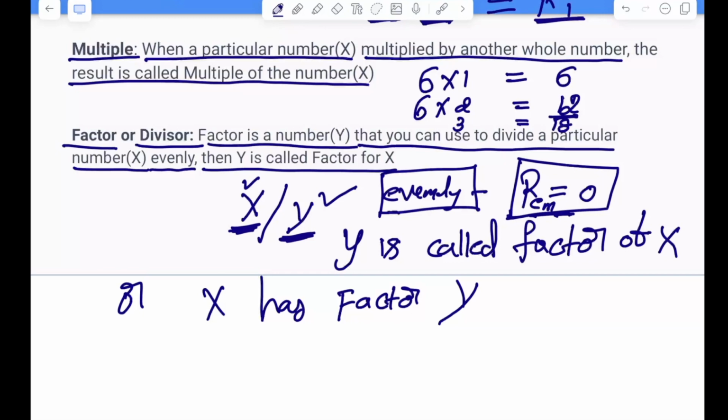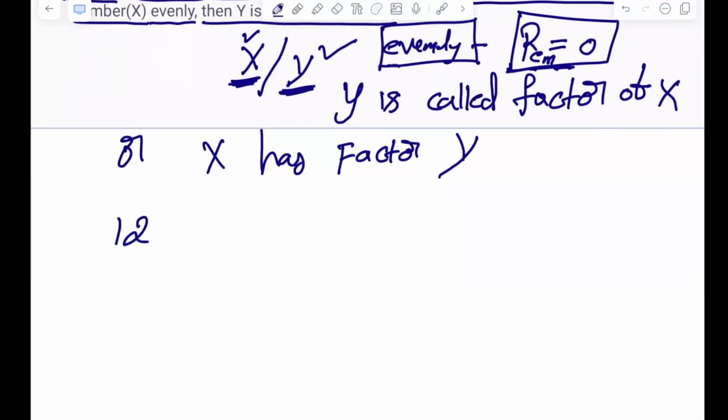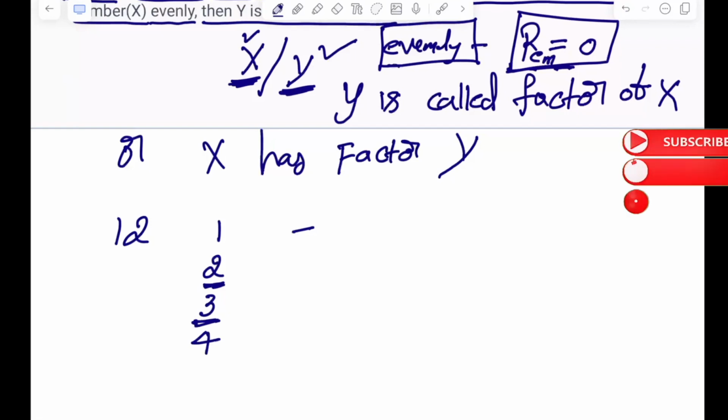Let us take some examples. I am taking number 12. When I divide 12 by 1, the remainder will be 0. So I can say that 1 will divide 12 evenly. So 1 is a factor of 12. Say let us take 2. When 12 is divided by 2, the remainder is 0. So I can say that 12 is evenly divided by 2. So 2 is also a factor of 12. Let us take 3. 12 divided by 3, the remainder is 0. So 3 is also a factor of 12. Next 4. 4 is also a factor of 12 because it is dividing 12 evenly.